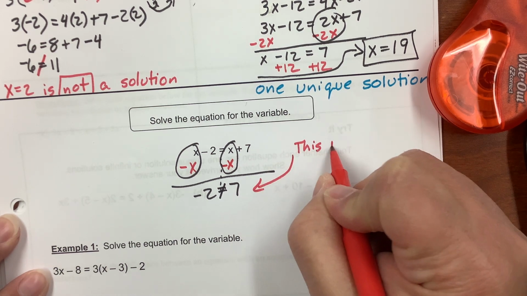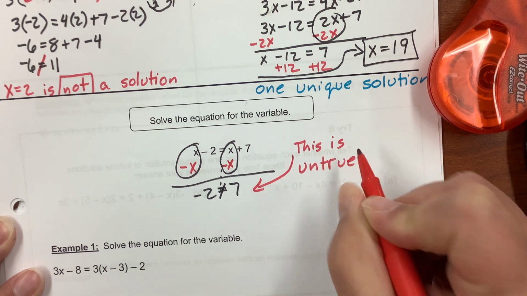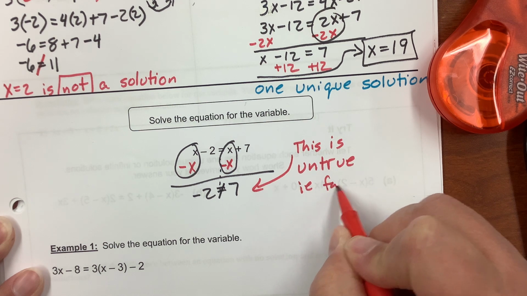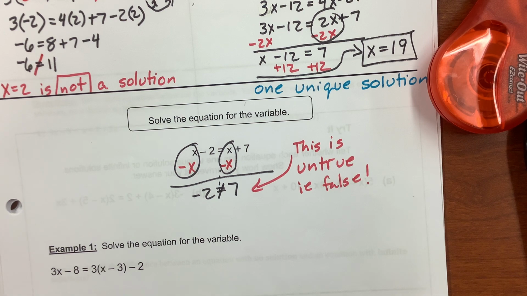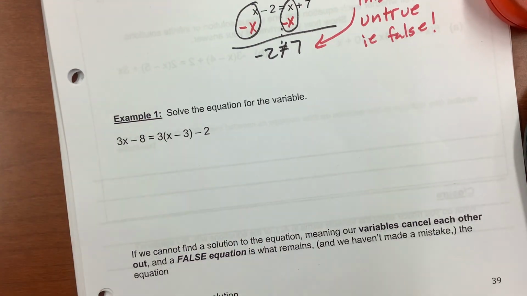This is untrue, i.e. false. It's a false equation because it's not equal. It's unequal. All right, let's try this one.